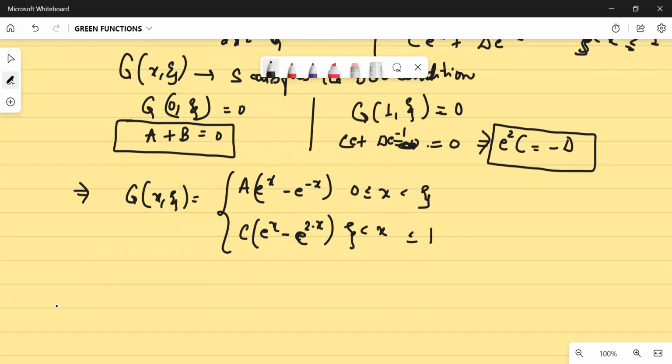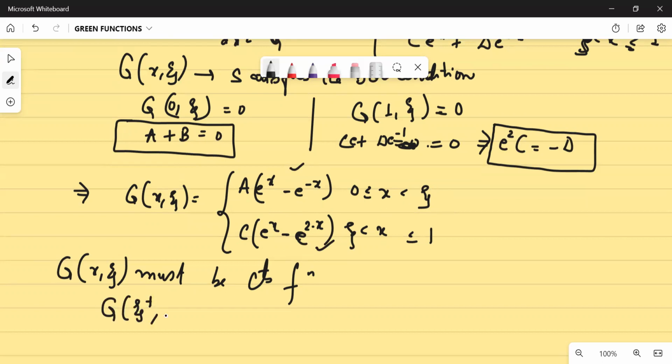Yes. Further, I have to see that your g x comma zeta must be a continuous function. In the half intervals, here you have some linear combination of e power x and e power minus x. Here it is continuous, here it is continuous. The problem of continuity may arise at zeta. So I will find whether my function is continuous at zeta or not.